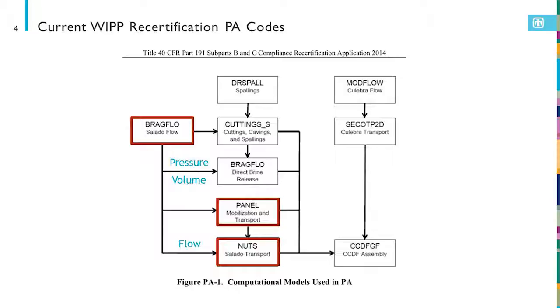And NUTS operates on that same 2D flared grid that BRAGFLO does to model radionuclide transport in the near and the far field. All 3 of these codes, BRAGFLO, PANEL, and NUTS, will eventually be replaced with PFLOTRAN.